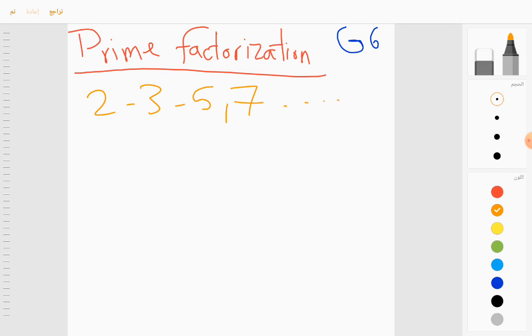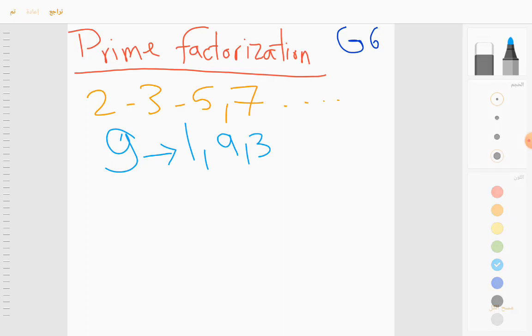So how about the number 9? Is it prime or not? Good. 9 is not a prime number because it has more than two factors. The number 9 has factors 1, 9, and 3. So it's not a prime number. It's called a composite number.